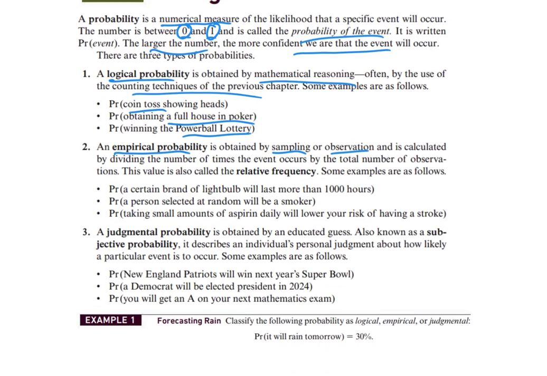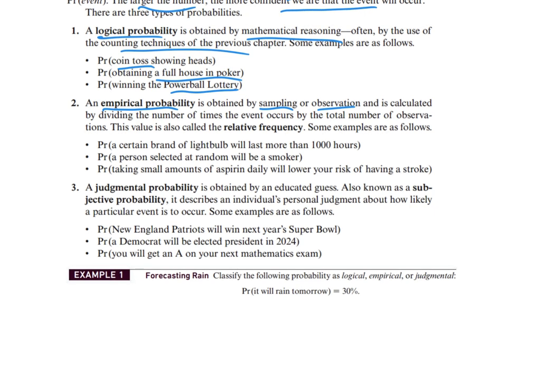It's calculated by dividing the number of times the event occurs by the total number of observations. This value is also called the relative frequency. Some examples are as follows: the probability a certain brand of light bulb will last more than 1,000 hours, the probability a person selected at random will be a smoker, the probability that taking small amounts of aspirin daily will lower your risk of having a stroke. These are observations, things that we don't know the exact way to calculate, or it is incalculable, so we just do experiments or observation.